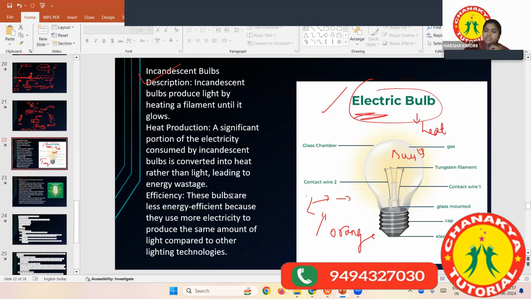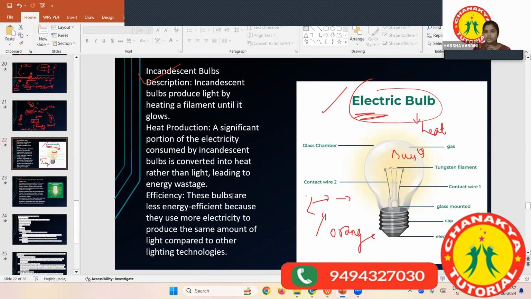Okay, so efficiency. Nowadays we are getting more advanced bulbs. These are very basic bulbs from history times. These bulbs are less energy efficient because they use more electricity to produce the same amount of light compared to other technologies. They use a lot of electricity, and they are wasting it in producing a lot of heat also. So they are basically not advisable.